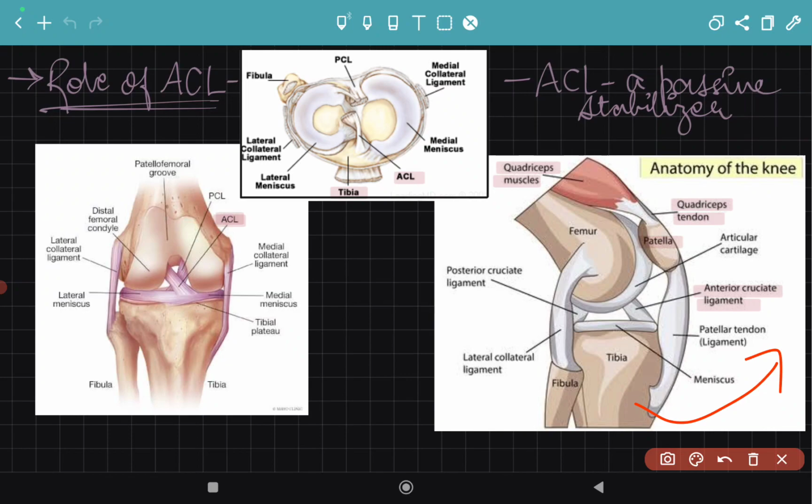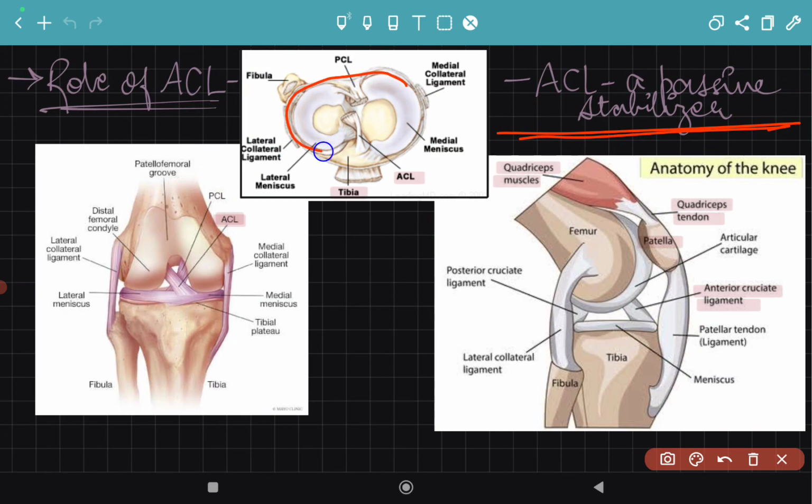So here this ACL, as can be seen in this diagram, will prevent this excessive anterior translation of the tibia. Hence the ACL acts as a passive stabilizer of the knee joint.